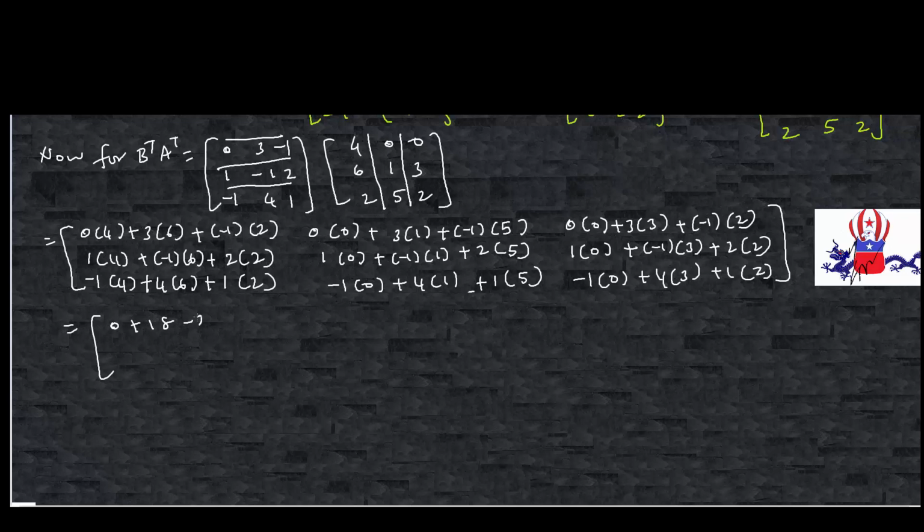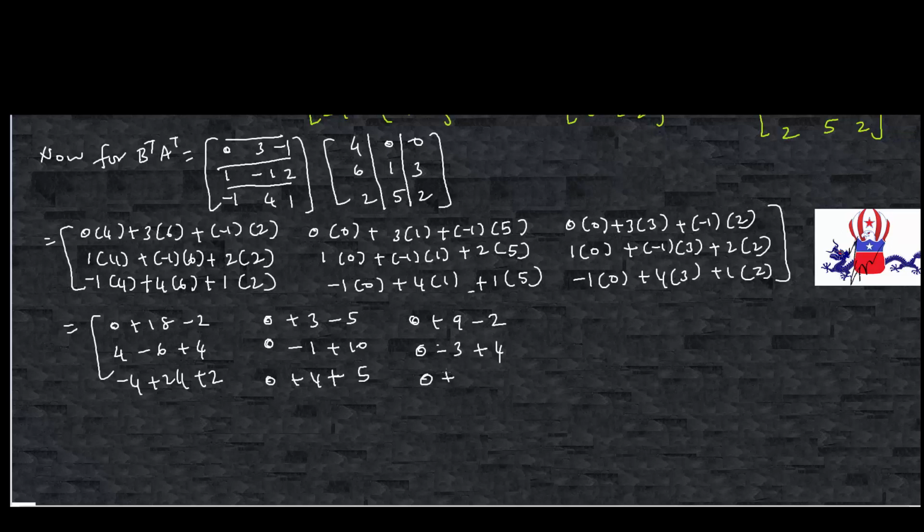So that is going to be 0 positive 18 negative 2, 4 negative 6 positive 4, negative 4 positive 24 positive 2, and 0 positive 3 negative 5, 0 negative 1 positive 10, and 0 positive 4 positive 5. For the last column, it's going to be 0 positive 9 negative 2, 0 negative 3 positive 4, 0 positive 12 positive 2. This can be further simplified and written as 16, 2, and that would give me 22.